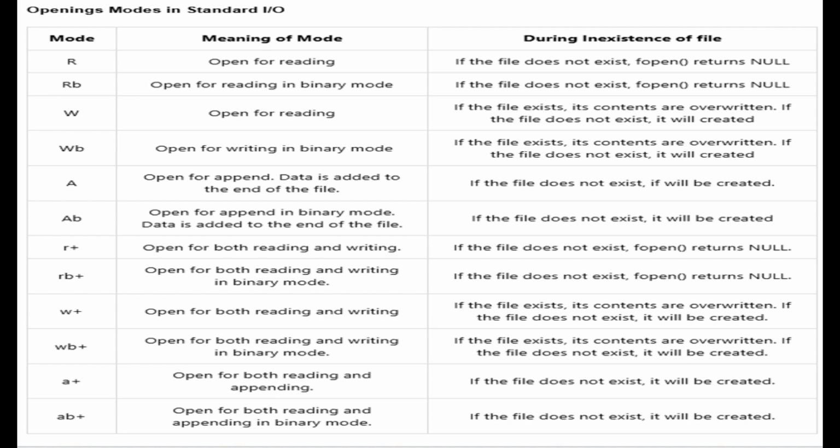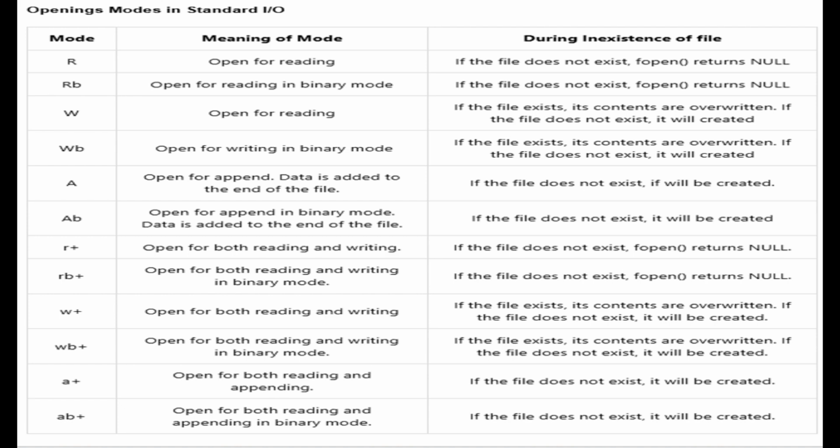3. A mode, append mode. This mode adds new data at the end of the file without removing old data. If the file doesn't exist, it is automatically created. 4. R plus mode, used for both reading and writing. The file must exist, otherwise fopen returns NULL.